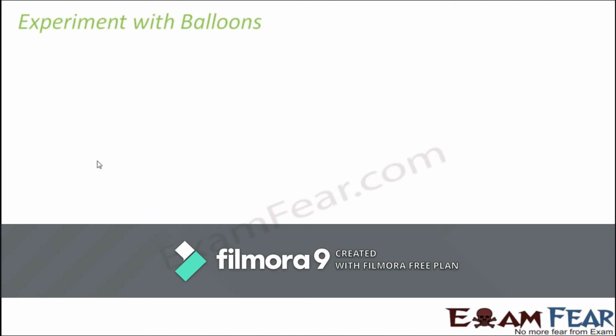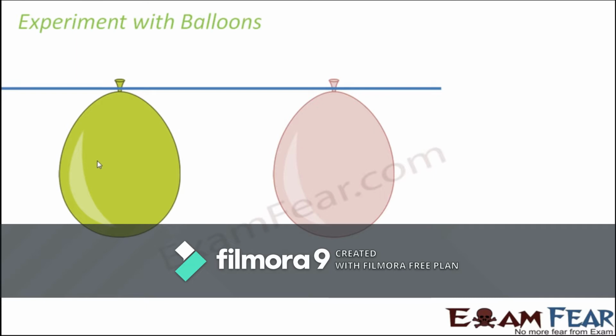So now, using this concept, we will look at a few more interesting experiments. So let's look at this experiment with balloons. What we do here is take two balloons. Again, these are all simple experiments which can be very easily tried at your home. So take two balloons, blow them up, and then attach them to a string as is shown on the screen.